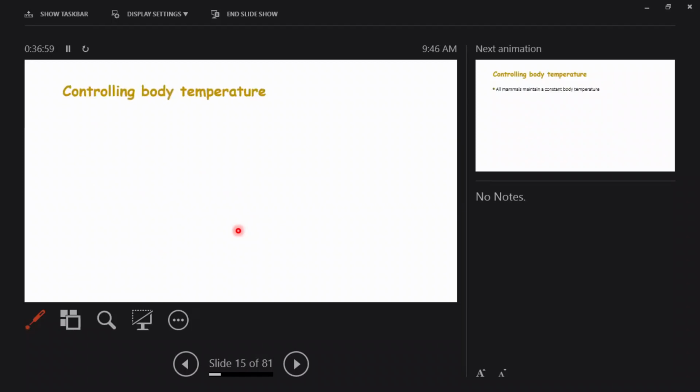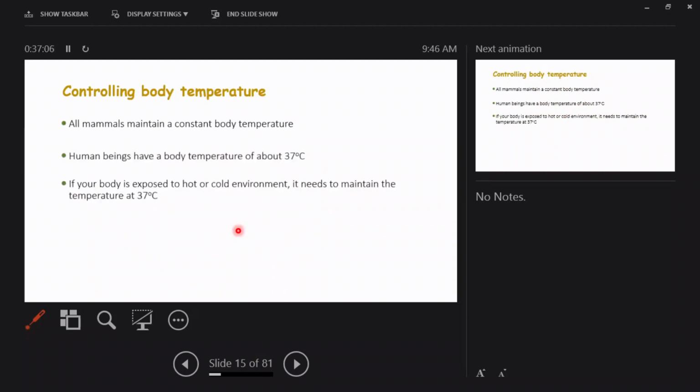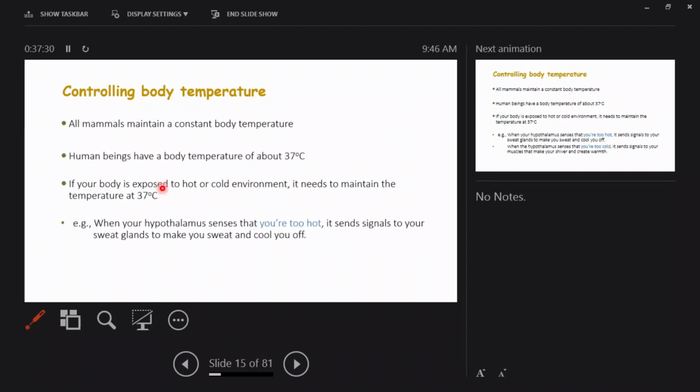First off, we see how the body controls temperature. As we know, all mammals maintain a constant body temperature, right? As human beings, our body temperature is about 37 degrees. If our body is exposed to a hot or cold environment, we need to maintain it at a temperature of 37. This is how we maintain the proper function of our body processes.